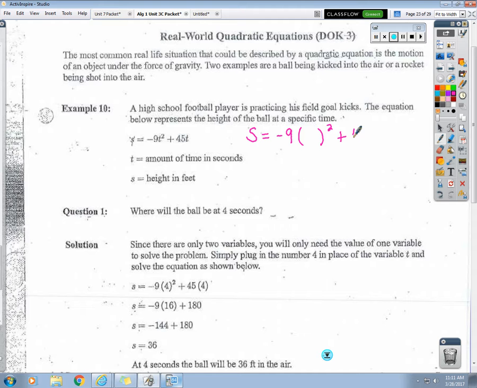Wouldn't you just replace both of those t values with a 4? Because look, t is time. Well, isn't 4 seconds time? So you would replace both t values with 4. Now type that in and see what you get. Pay attention.